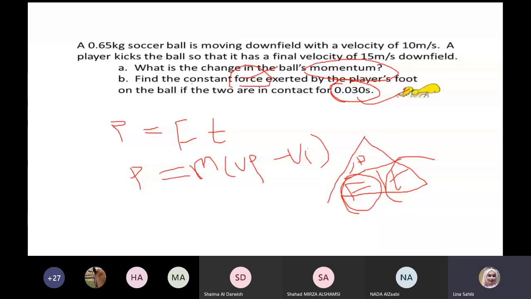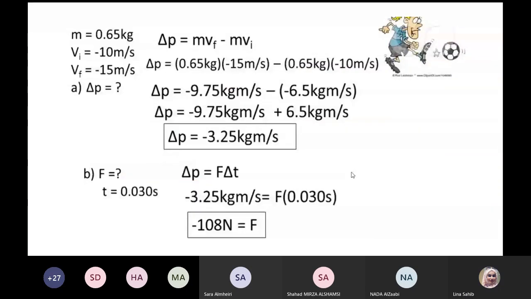All of you did this? Yes, Miss, but I got a different number. Now, this is the answer. I got it correct. Check your answer so we can go to our assignment.